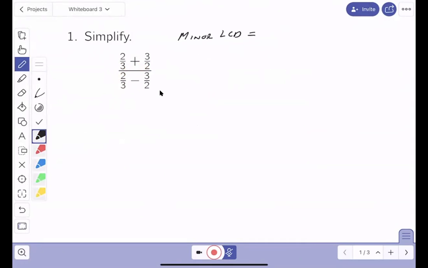And the minor LCD is going to be, well, between 3 and 2 would be 6. What we're going to recommend you do now is multiply the top and the bottom by the minor LCD. All right, I'll write that down for you. It's going to be 6 gets distributed across the 2 terms on top, and the 6 gets distributed across 2 terms on the bottom. Let me write that down for you.